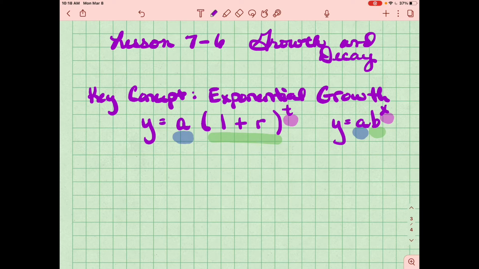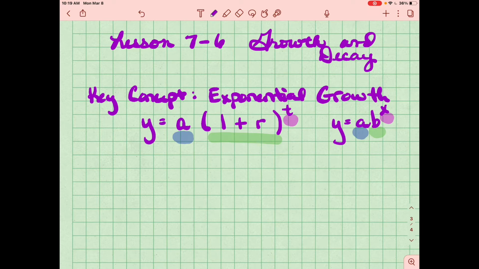So let's have an example here. It says, the prize for a radio station contest begins with a $100 gift card. Begins with a $100 gift card. Sounds like an A to me. Once a day, a name is announced. The person has 15 minutes to call, or the prize increases by 2.5% for the next day.